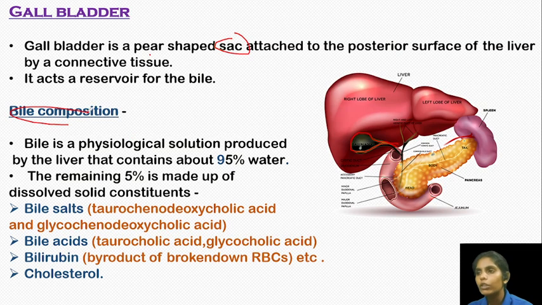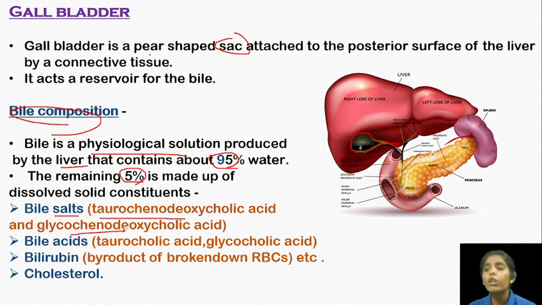Let us know about the bile composition. Bile is a physiological solution produced by the liver, and it is a fluid which contains about 95% water, and the remaining 5% constitutes different solid constituents like the bile salts, taurochenodeoxycholic acid, and glycochenodeoxycholic acid. So these are the bile salts present in the bile, and then the bile acids, taurocholic acid, glycocholic acid.